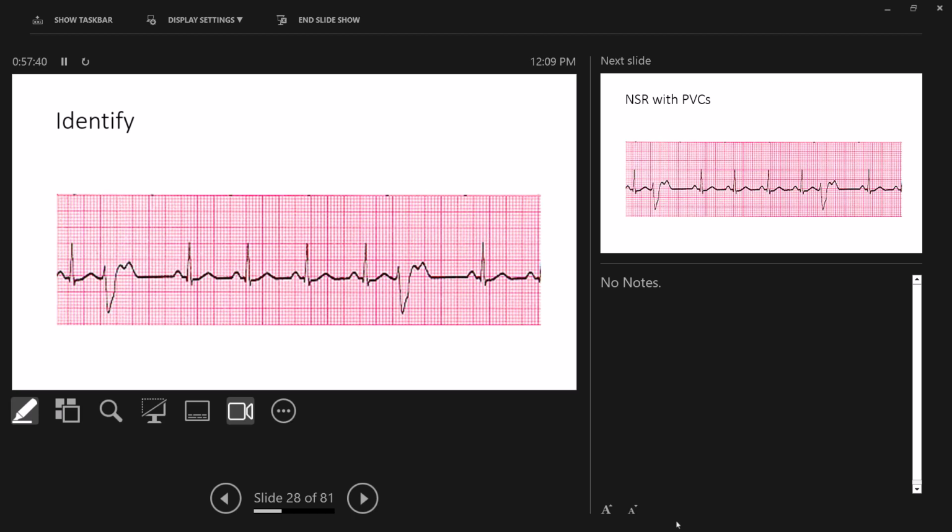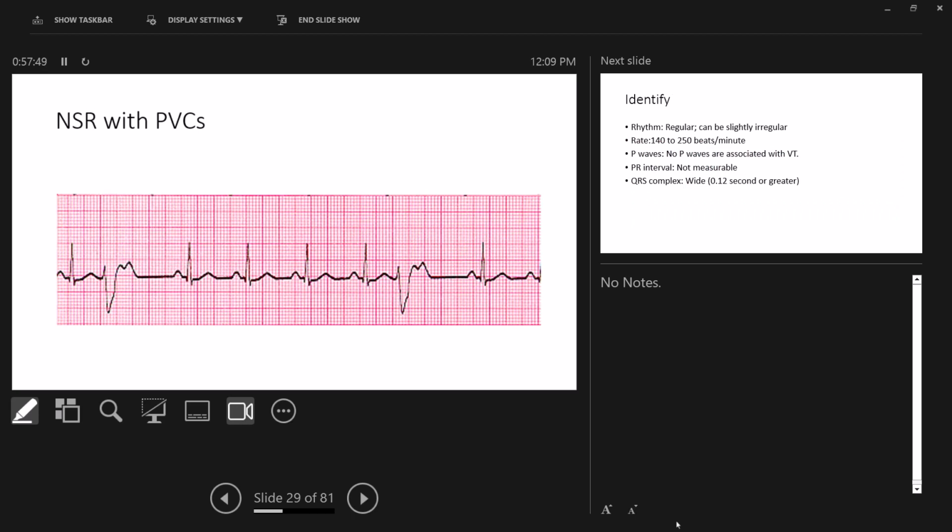So what is this rhythm? Normal sinus rhythm with PVCs. Now, for the bonus points, are these unifocal or multifocal? These are unifocal. Okay. Everybody understand why they're unifocal?